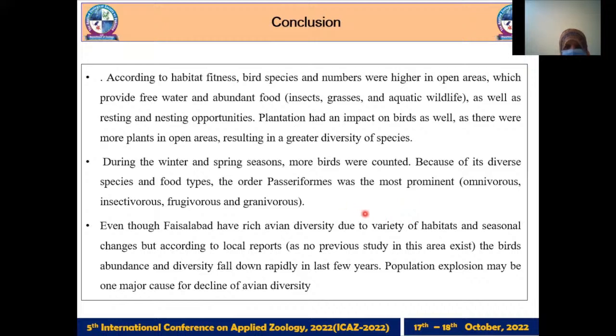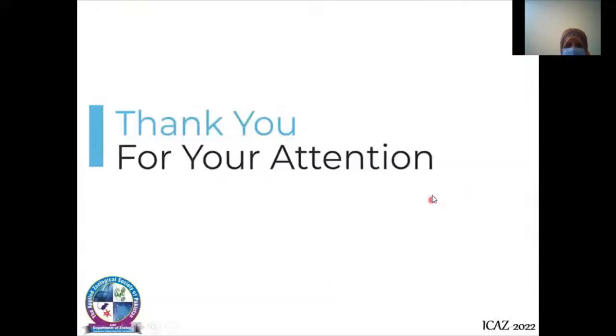Even though the festivals have rich avian diversity due to a variety of habitats and seasonal changes, according to local reports, no previous study in this area exists. The birds' abundance and diversity have fallen, especially in the last few years. Population explosion may be one major cause for the decline of avian diversity. Thank you for your attention.